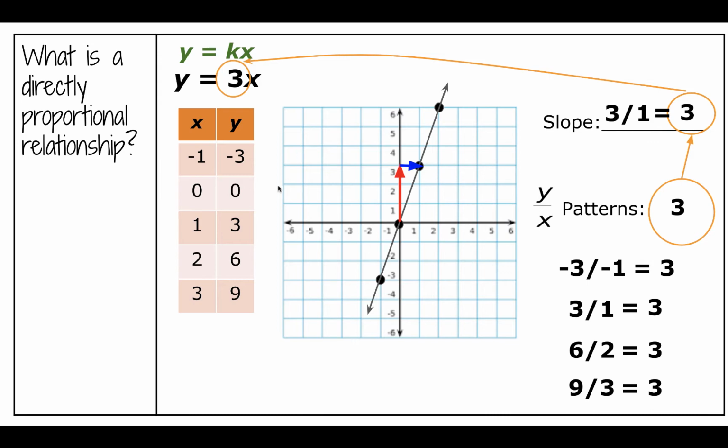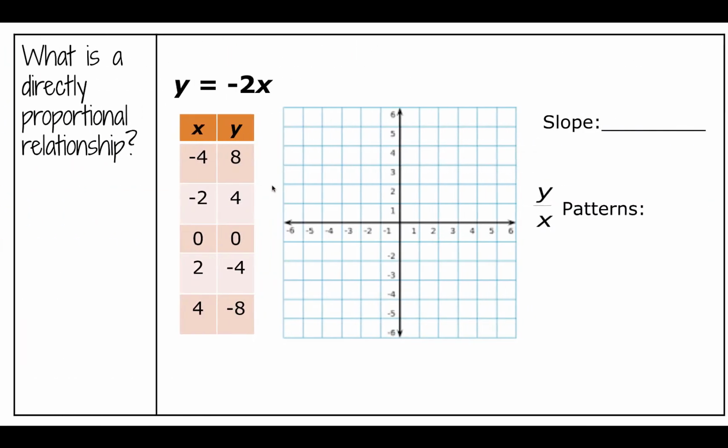Let's do another example together. We have the equation y equals -2x. It is a directly proportional equation. That means our table has a constant rate of change and our graph should be a straight line and go right through (0, 0). Let's make sure that all of that is true.